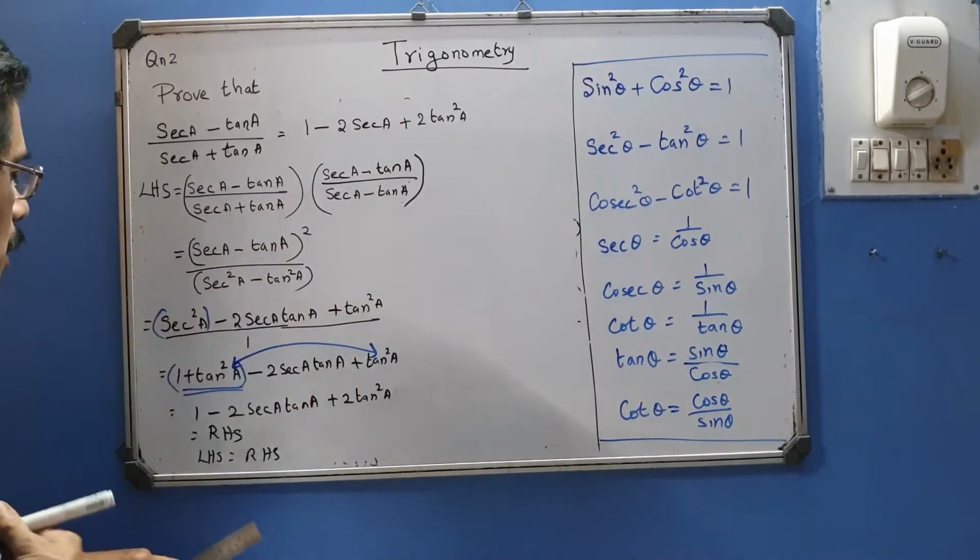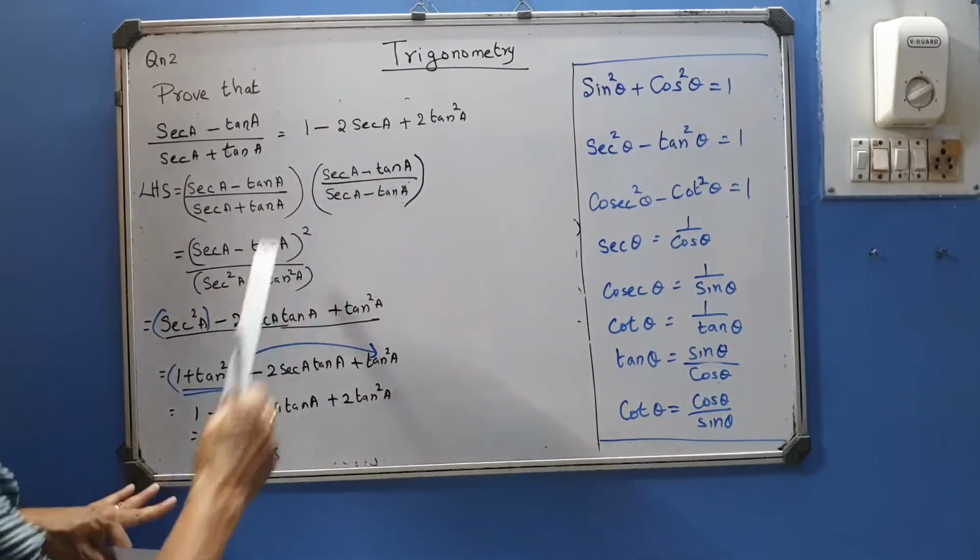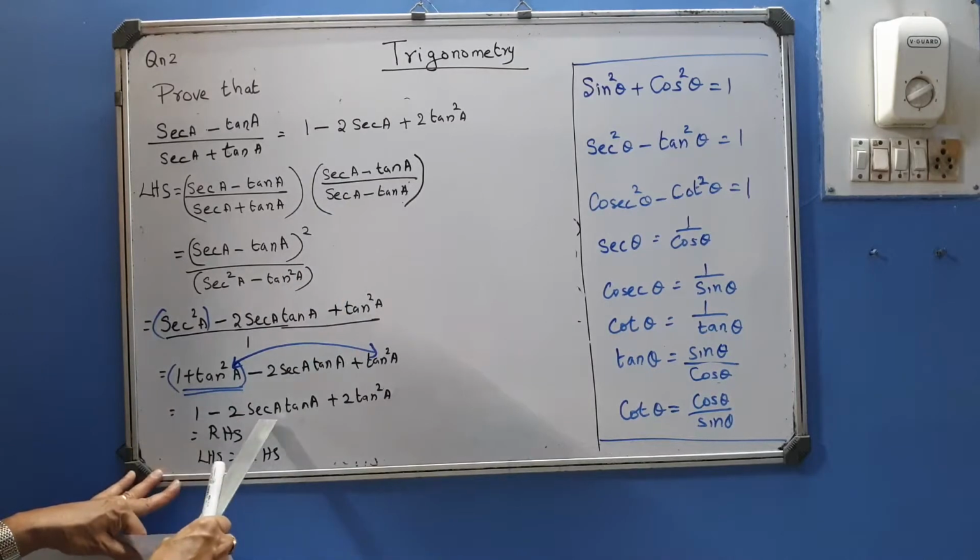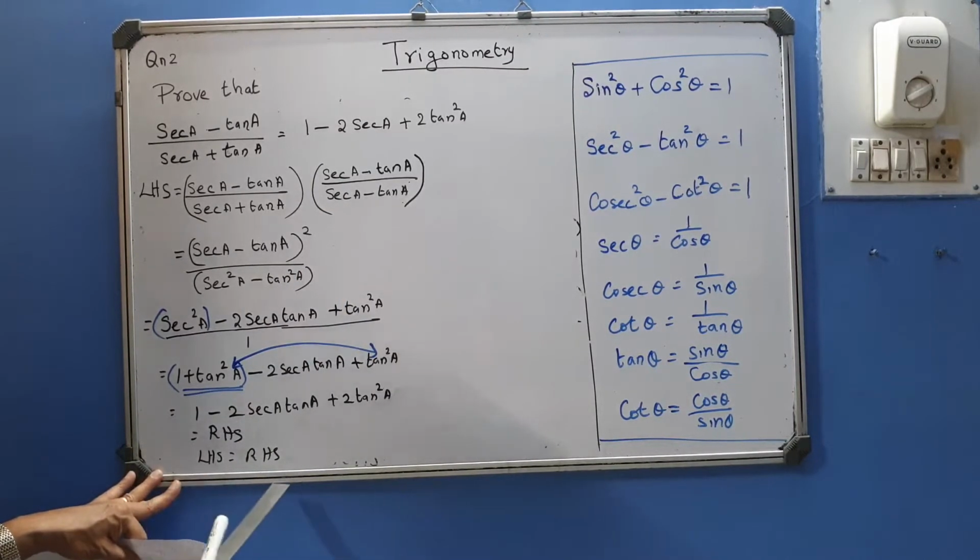Now look at the question. Look at the answer. We got the same answer, 1 minus 2 sec A tan A plus tan squared, which is our right hand side. So left hand side is equal to right hand side.